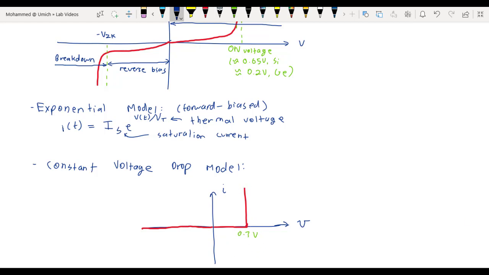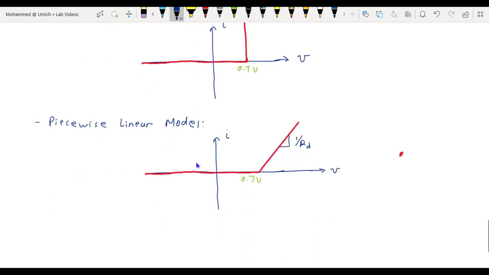Another model of the diode is the piecewise linear model. In this model, when the diode is forward biased above its turn-on voltage, it acts as a linear resistor. And so its IV characteristic looks something like this. When the voltage across the diode is less than 0.7 volts, it acts as an open circuit and no current is allowed to flow through the diode. And then for voltages V greater than 0.7 volts, the diode acts as a linear resistor.